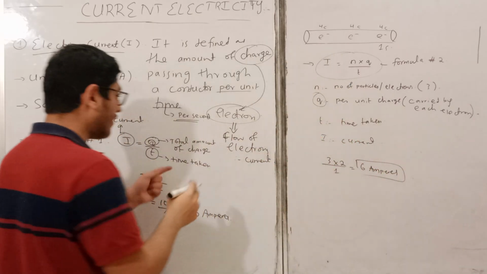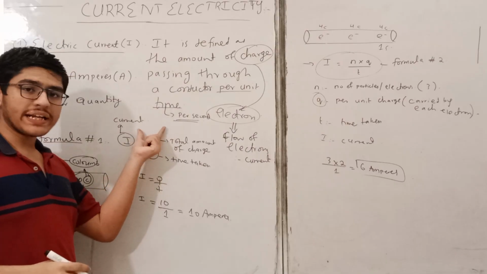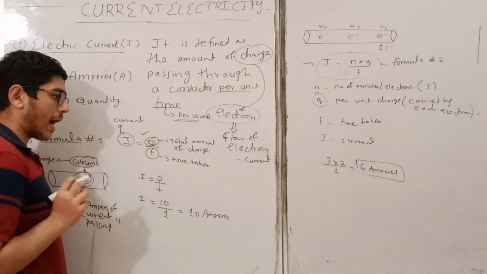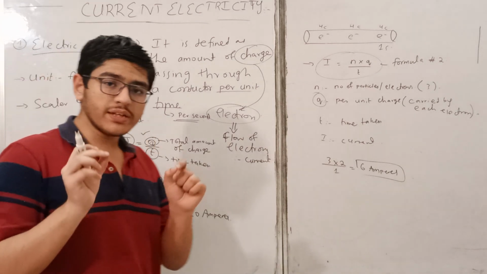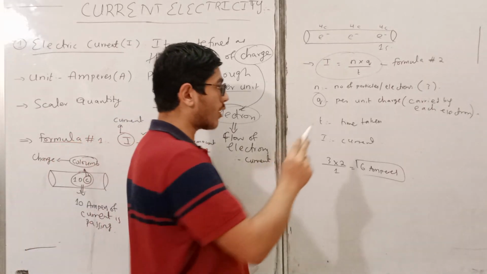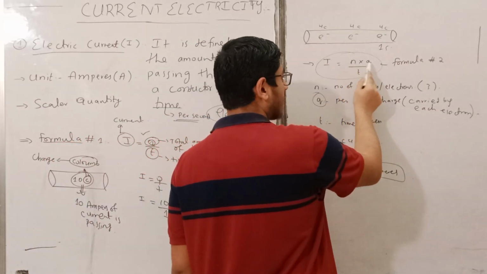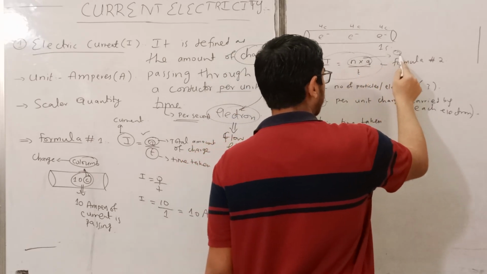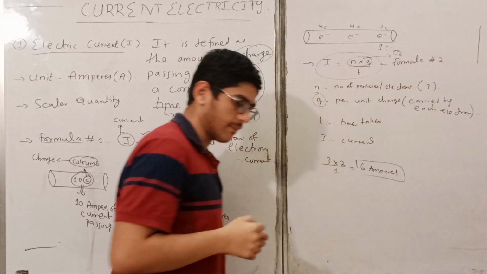So if you are given the total aggregate amount of charge being carried, you will use I is equal to capital Q over T. But if you are given the number of electrons carrying the charge and the per unit charge on each electron, you will use the formula n multiplied by Q divided by T, where simply n multiplied by Q is eventually capital Q, that is the total amount of charge.